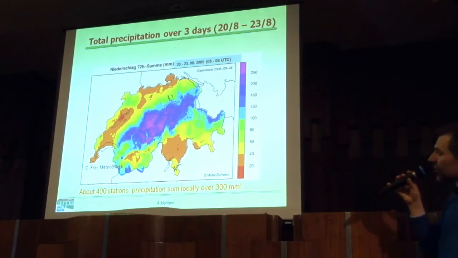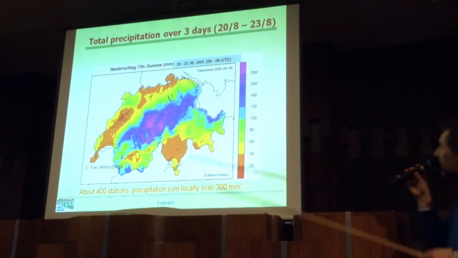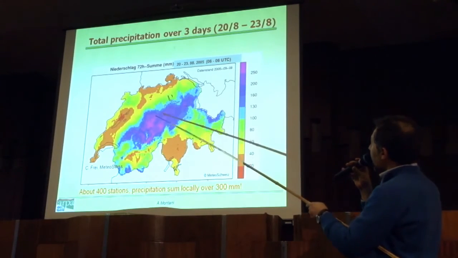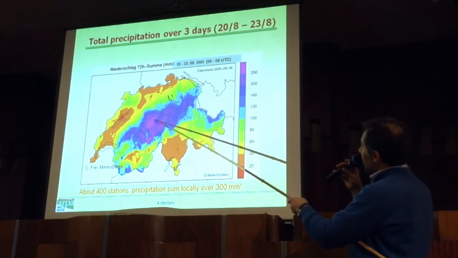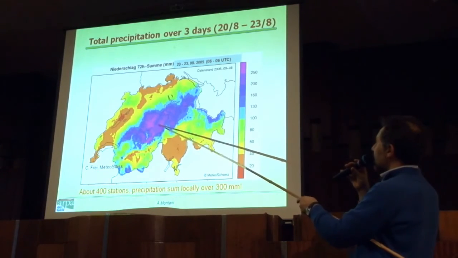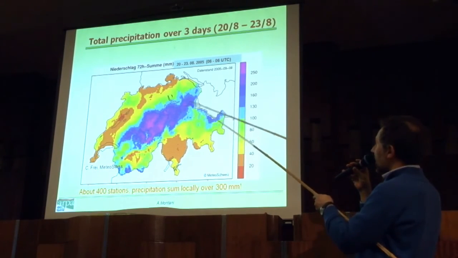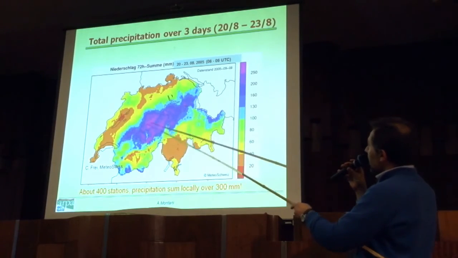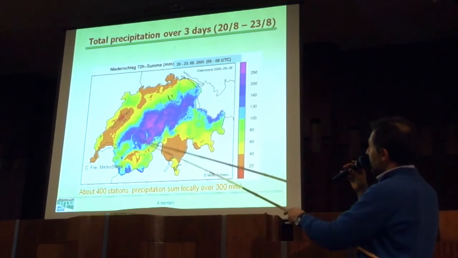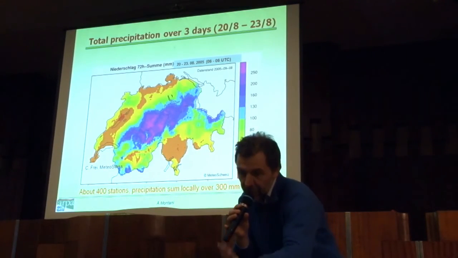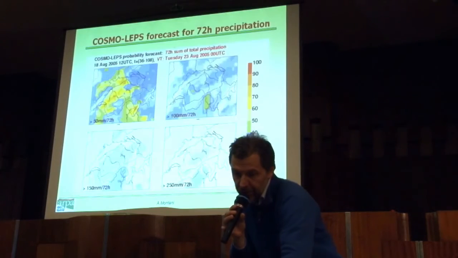So this is again the amount of precipitation which was observed over 3 days between the 20th and the 23rd of August 2005, and we can see peaks of observed precipitation which locally exceeded 300 millimeters. But anyway, we can see around this central part of Switzerland areas well above 150 millimeters of precipitation between the 20th and the 23rd of August.